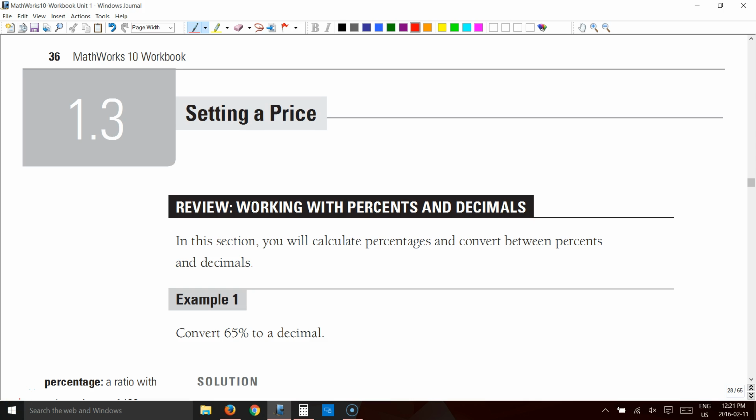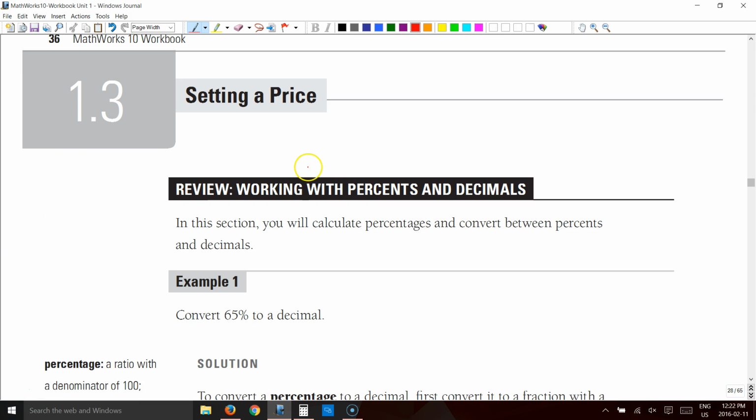All right, this is Math 10 A&W with Mr. Sandhu. We are on page 36 of your Mathworks 10 workbook, and this is 1.3, example number 1. We're moving into working with percentages and decimals and converting between the two. It's something that you guys have probably already learned before.